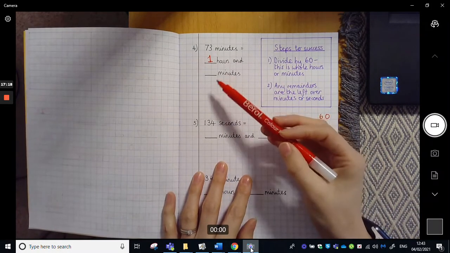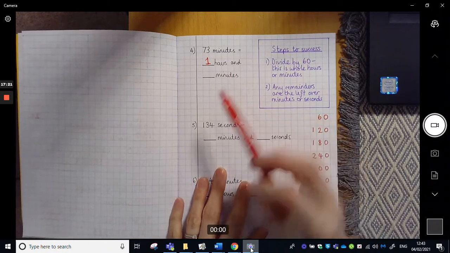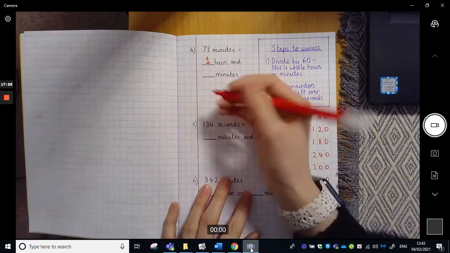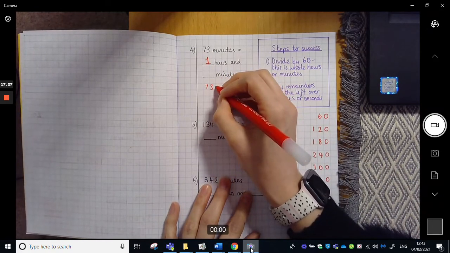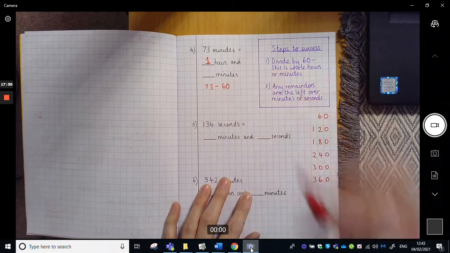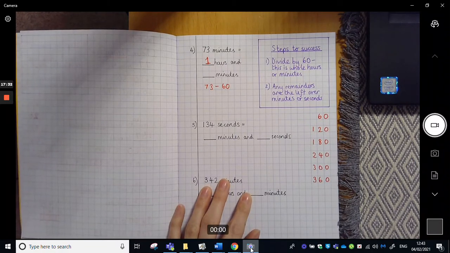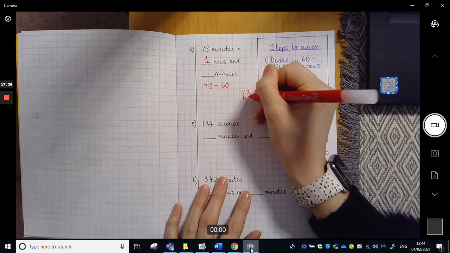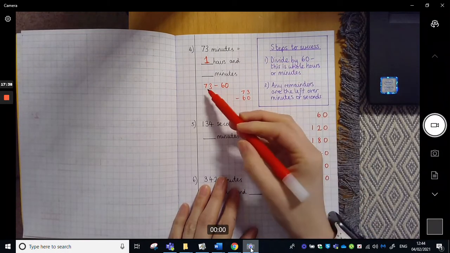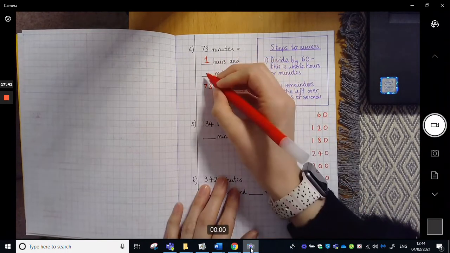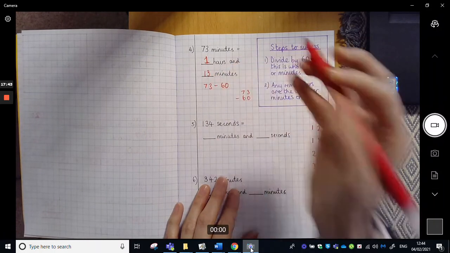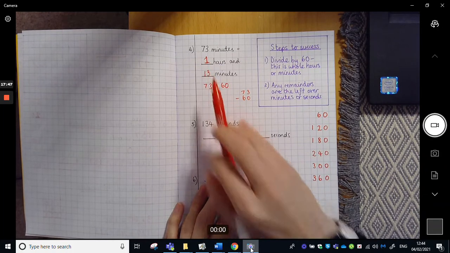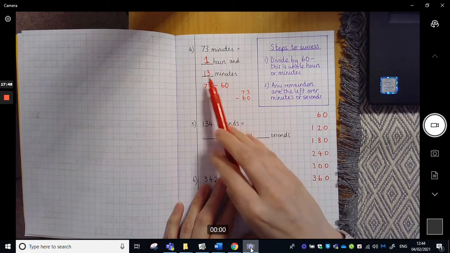And then I need to know how many minutes are left over. So I can do 73, take away that group, which is 60 minutes. So I need to do 73, take away 60. Now again, I can do that in my head. If you do need to do it like this, that is absolutely fine. But I know 73, take away 60 is 13. So 73 minutes is the same as 1 hour and 13 minutes. Okay, so my remainder is going in this bit here.